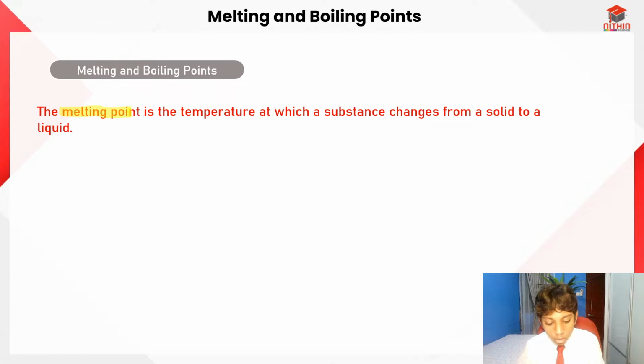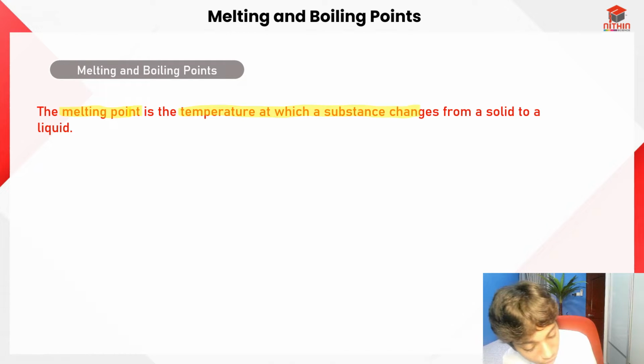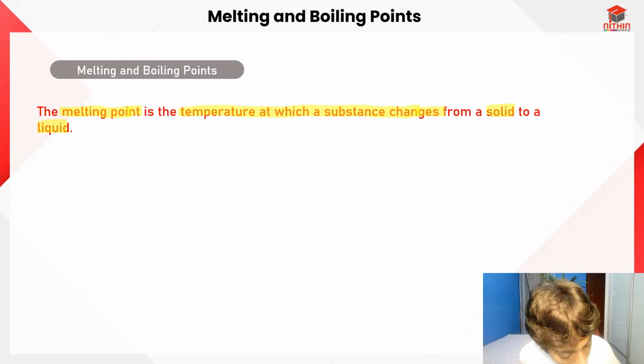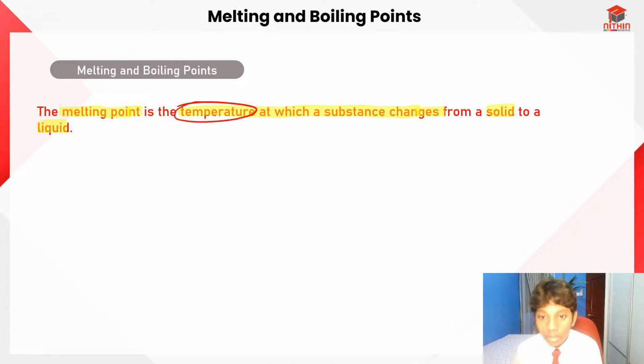So what is the melting point? The melting point is basically the temperature at which a substance changes from a solid to a liquid. Or we could say that it changes state from a solid to a liquid. Okay, so the melting point is the temperature at which a substance changes from a solid to a liquid.